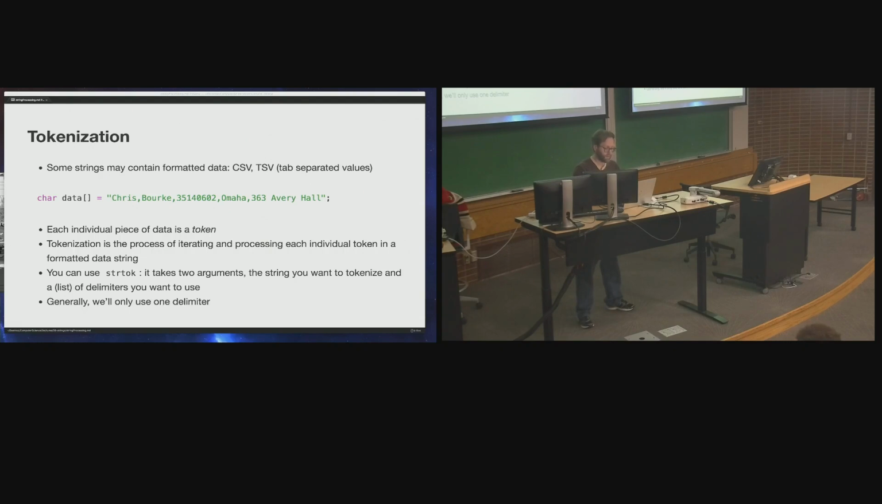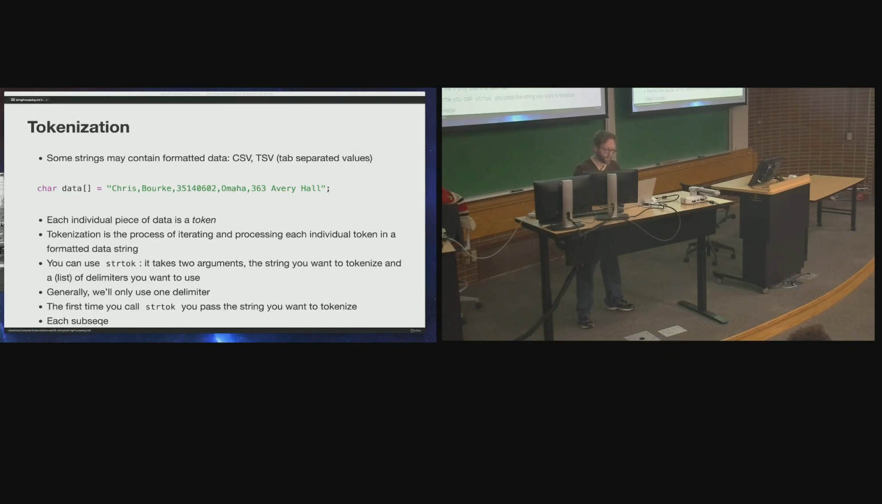The first time you call strtok, you pass the string you want to tokenize. Each subsequent call, you pass null. And this is just a convention. strtok doesn't know whether you want to continue tokenizing the same string that you started with, or start over on a new string. So the way that you tell it the difference is by passing different parameters to it.